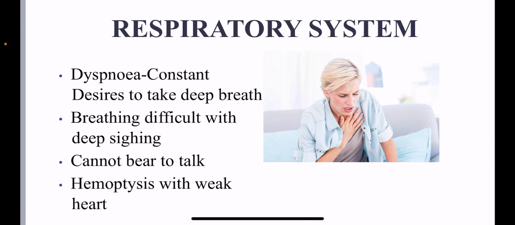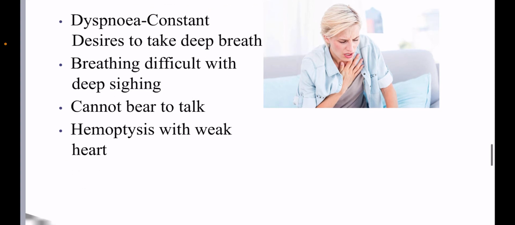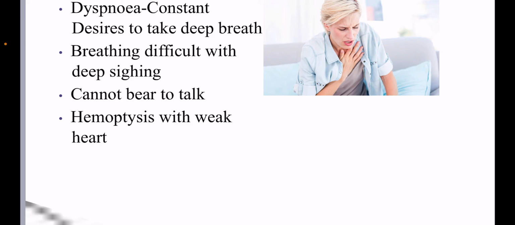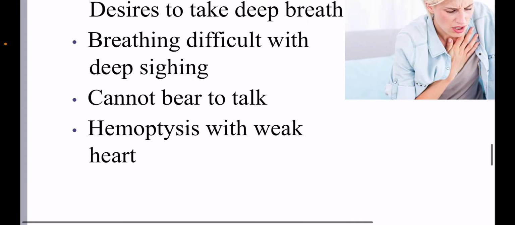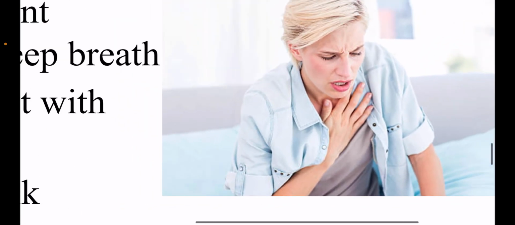Respiratory symptoms: dyspnea, cannot desire to take a deep breath. So there is difficulty in breathing. The person cannot take deep breaths. Breathing is difficult with deep sighing. We saw in the picture of the respiratory system pathogenesis, the person was deeply sighing. Cannot bear to talk. Hemoptysis with a weak heart. So guys, in hemoptysis the sputum is going to contain blood and the person is having a weak heart.